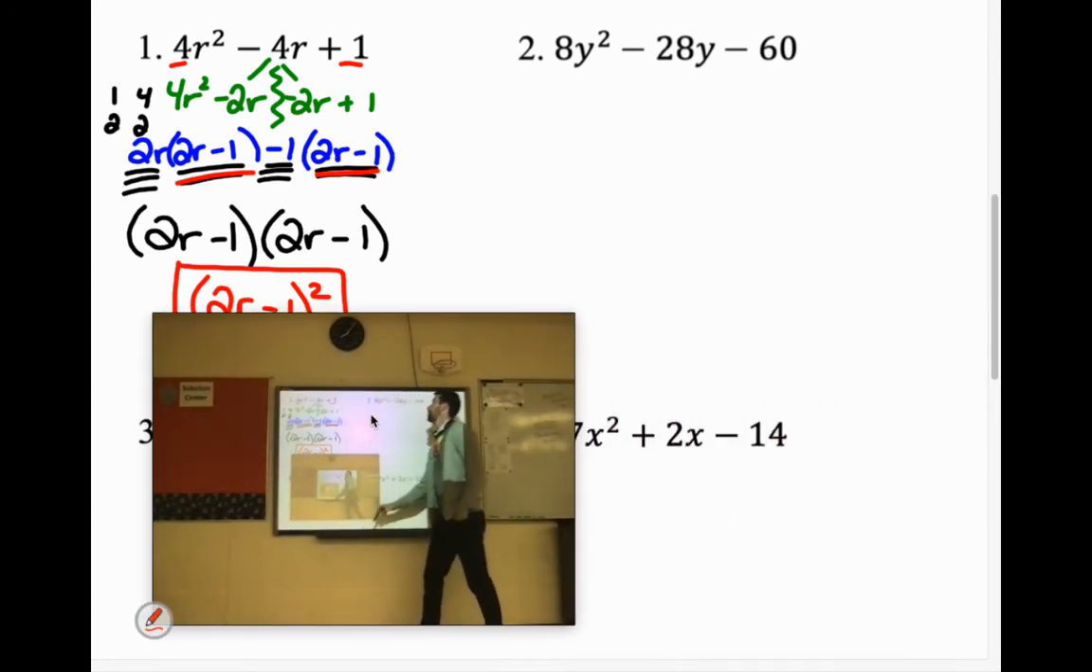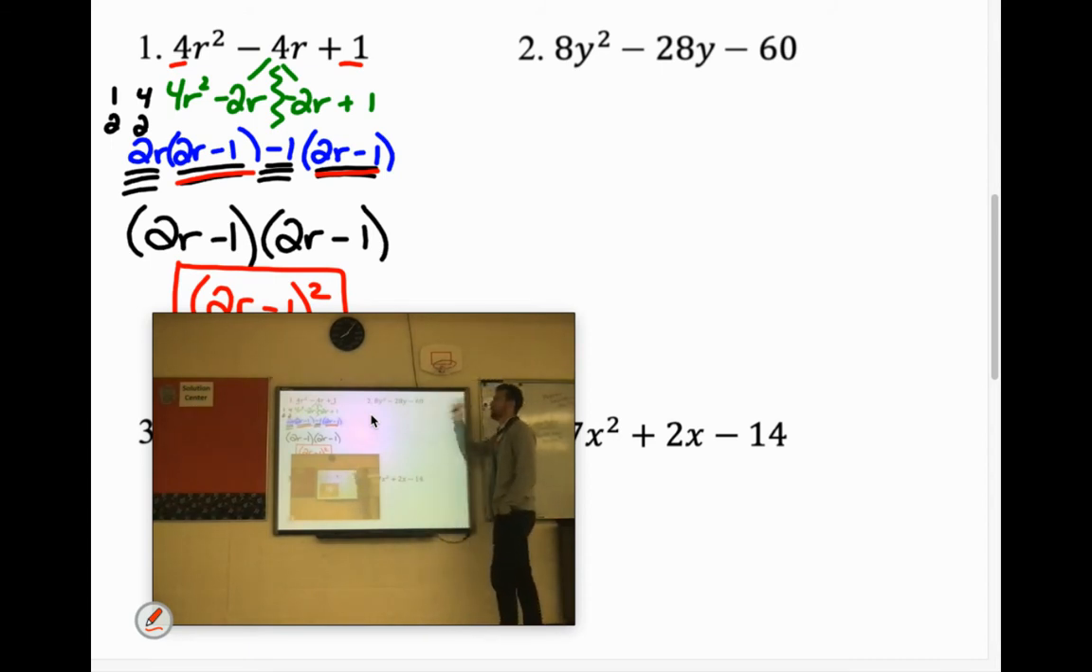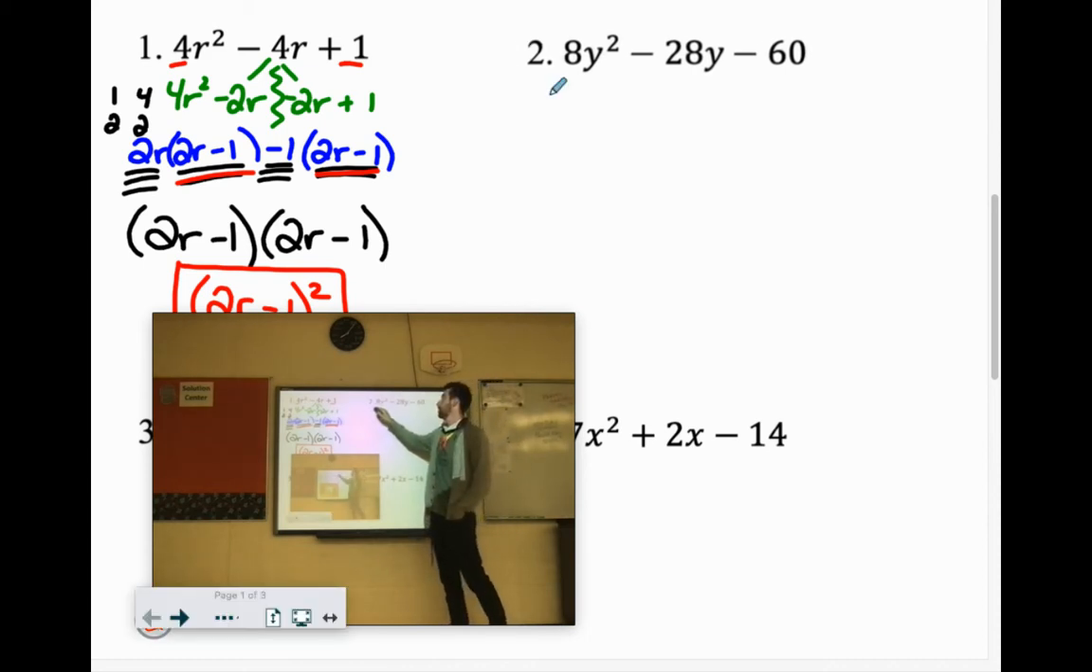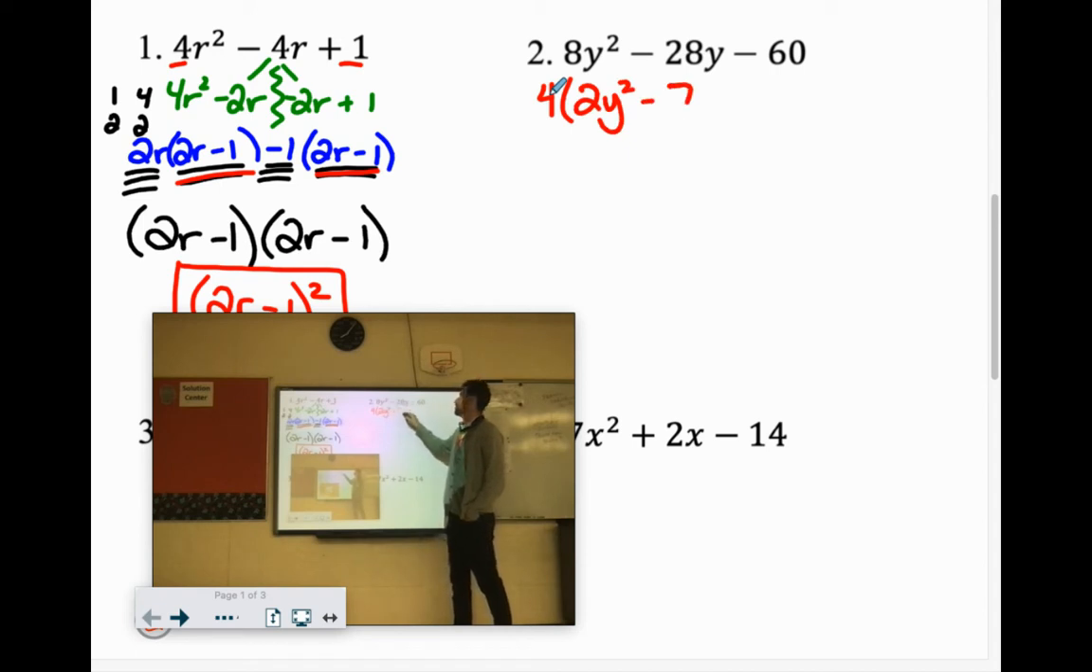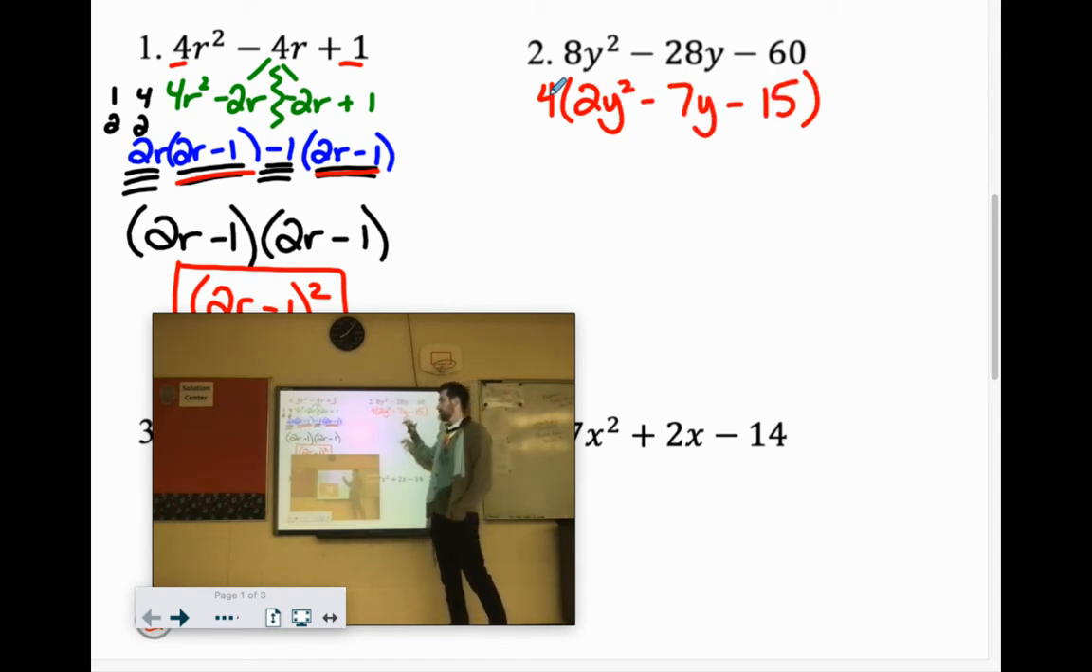Look for a greatest common factor. 8y squared, 28y, and 60 are all divisible by 4. So we can factor out 4. 4 times 2y squared, 4 times 7y, 4 times 15. Now that 4 just hangs out until our final answer. We can ignore that for now. Then we're going to multiply our a and c.